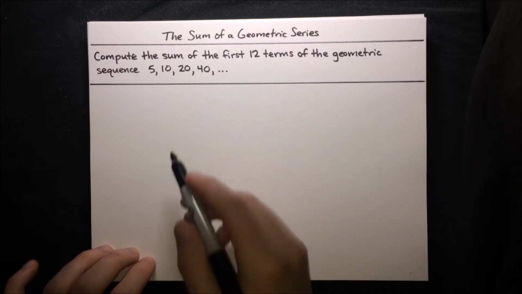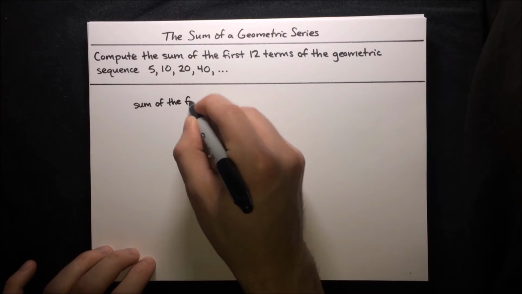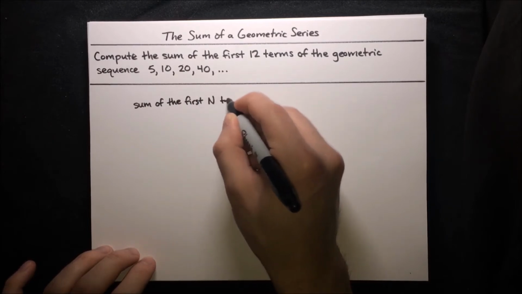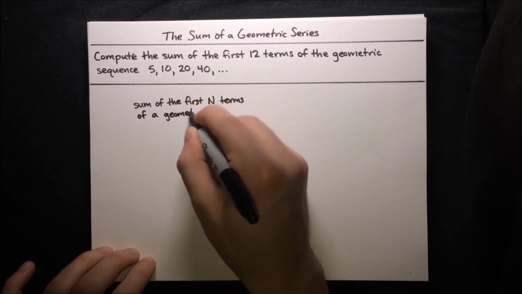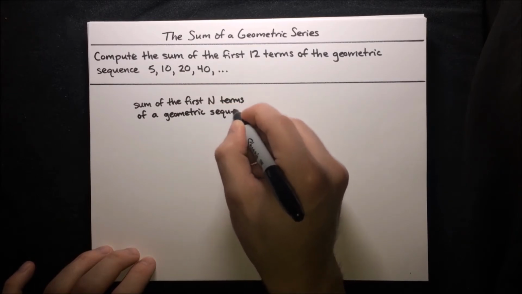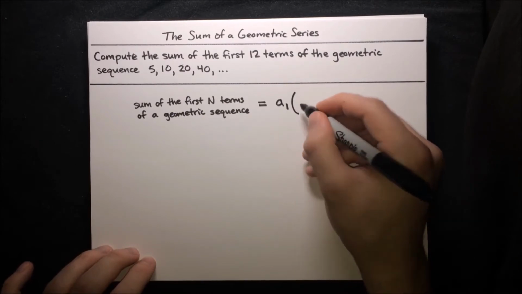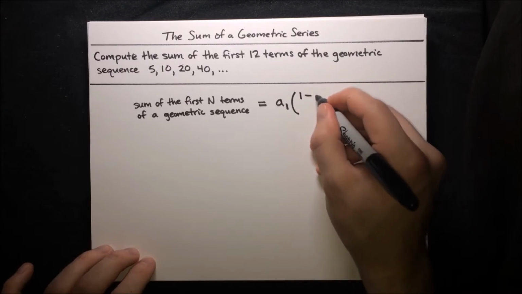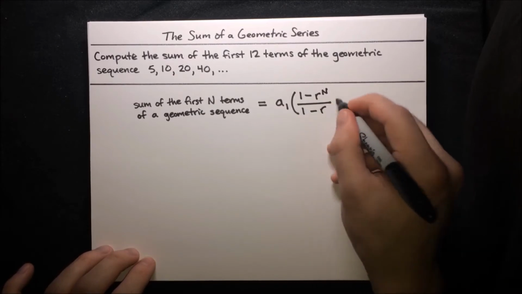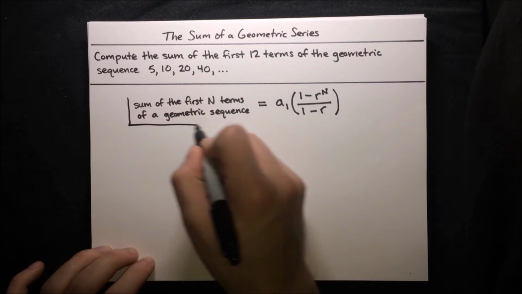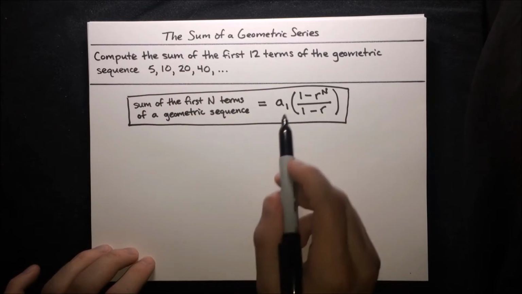In fact, there is. There's a formula. The sum of the first n terms of a geometric sequence is given by the following formula. A1, the first term, times this fraction, 1 minus r, the common ratio, raised to the nth power, divided by 1 minus r. So this is what we're going to use to find the sum of this series, and we'll also use it for the following problems as well. So keep this in mind.